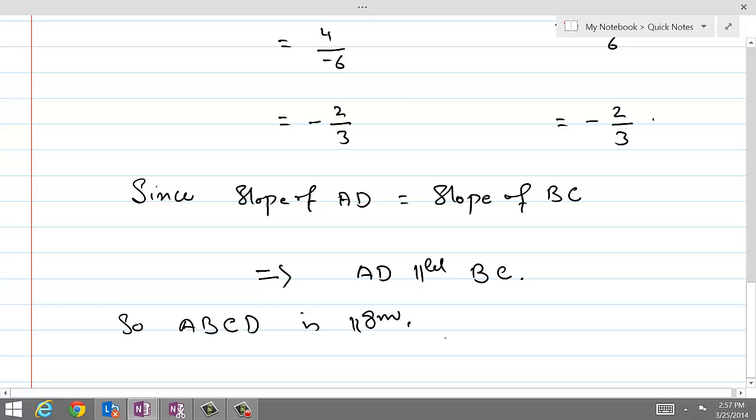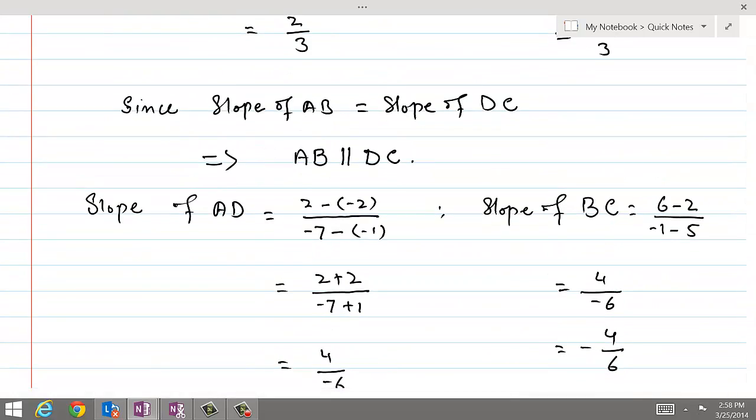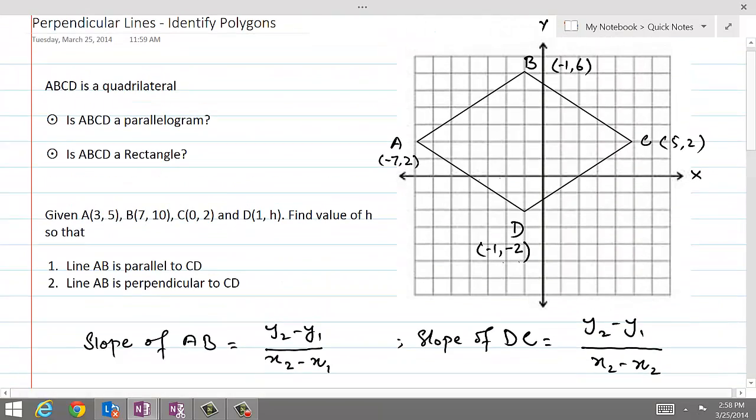And now if we want to prove that it is a rectangle, we must prove that the product of the slopes of non-parallel sides is equal to -1. Really, we want to prove that this angle here is 90 degrees. That's what we want to prove. So we must take the product of the slopes of AB and BC.